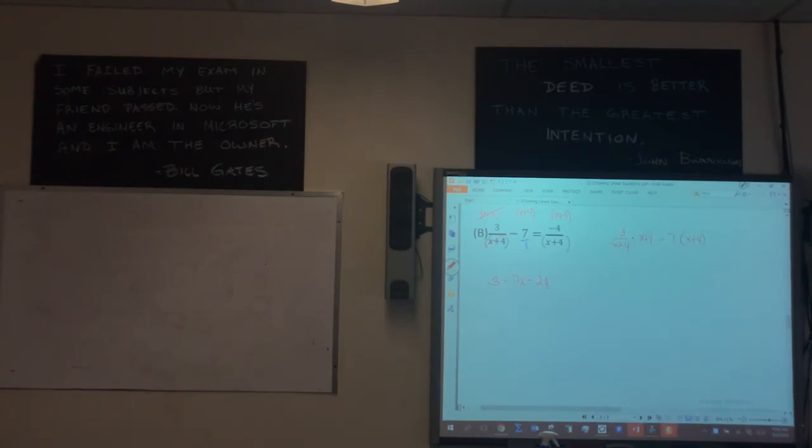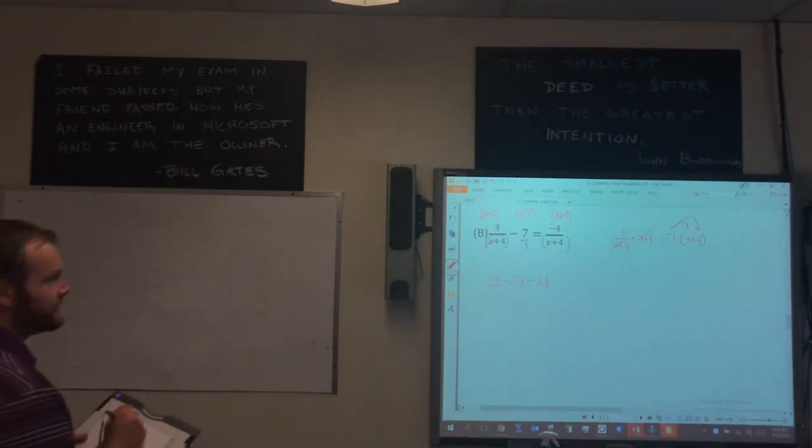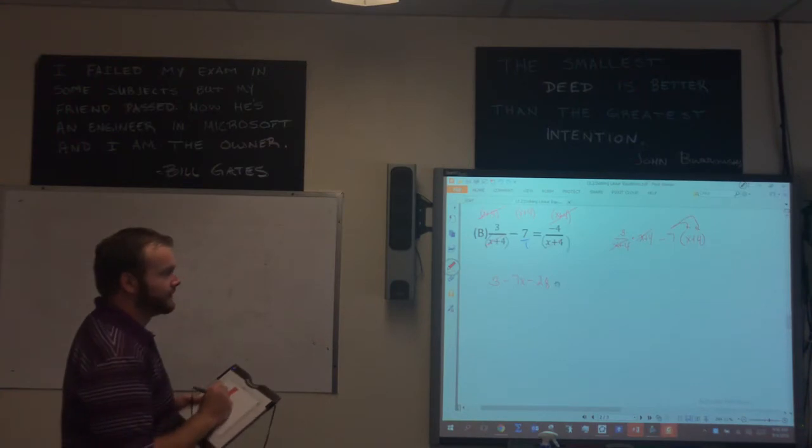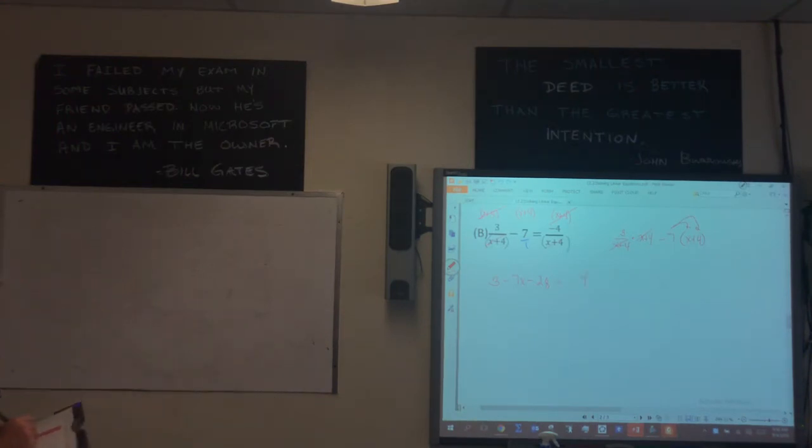Well, here obviously those cancel out. But now you have negative 7 times this quantity, so don't you always distribute the negative as well? Okay, so it's got to be negative 7x minus 28. What happens with these x plus 4s here? They cancel out. Leave me just negative 4. So we're getting negative 7x. What's that going to need? Negative 25. Add 25 is going to get 29.